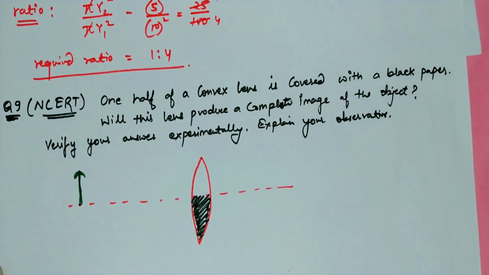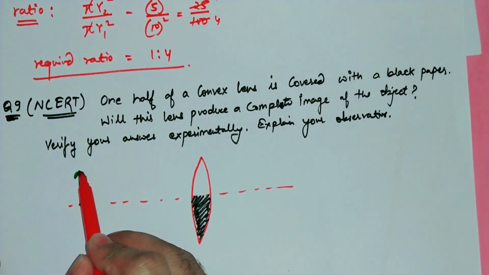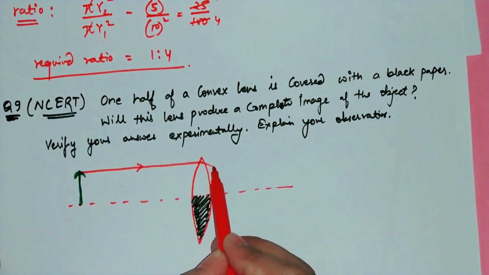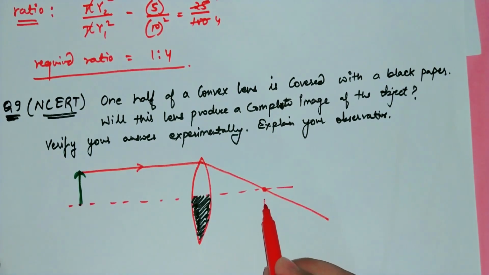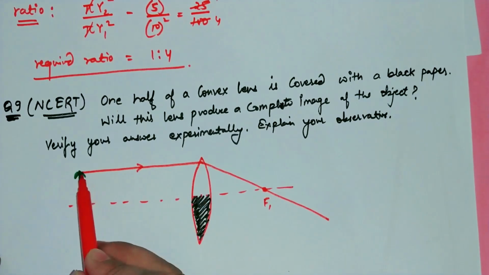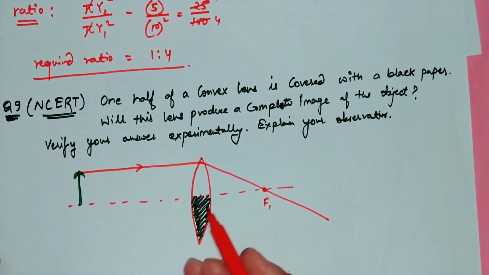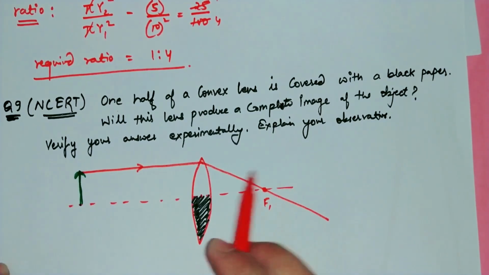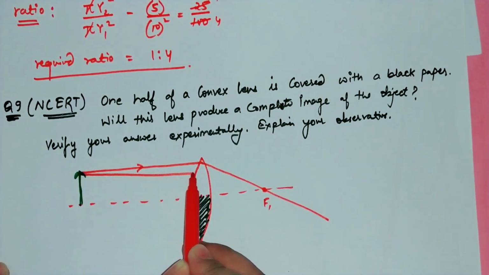To form an image, we already know that we have to pass two rays. Earlier, one ray goes parallel to the principal axis, and after refraction it passes through the focus. Let this be F. And second, earlier we passed the light through the optical center, but I have already told you that it is not necessary to pass the light through the optical center only. We can pass light from anywhere. So we can pass a light from this portion also.